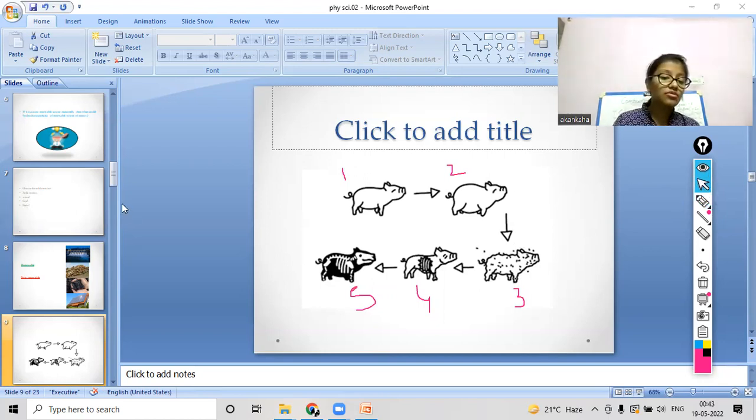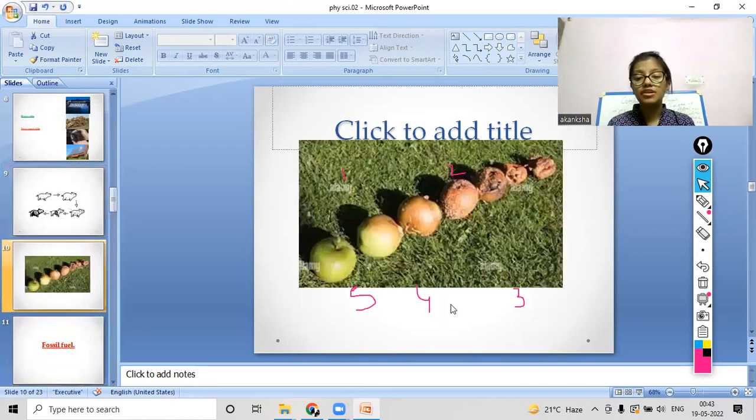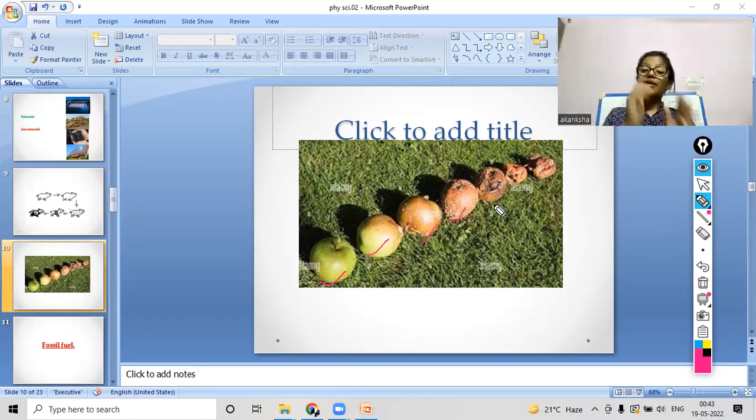Now we will move on to our next picture and see what is happening in it. In the first picture, the first apple, we can see it is a normal apple that we can eat. Slowly and gradually, what is happening? Yes, very good. The apple is changing its color and its shape is also changing, and it is getting rotten. It is rotting and again going through the process of decomposition.